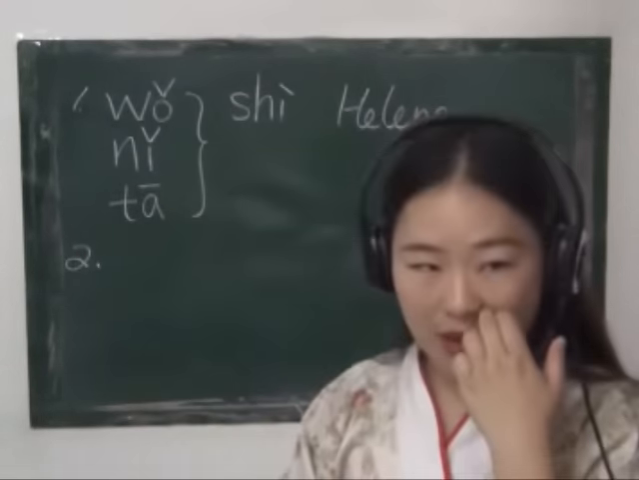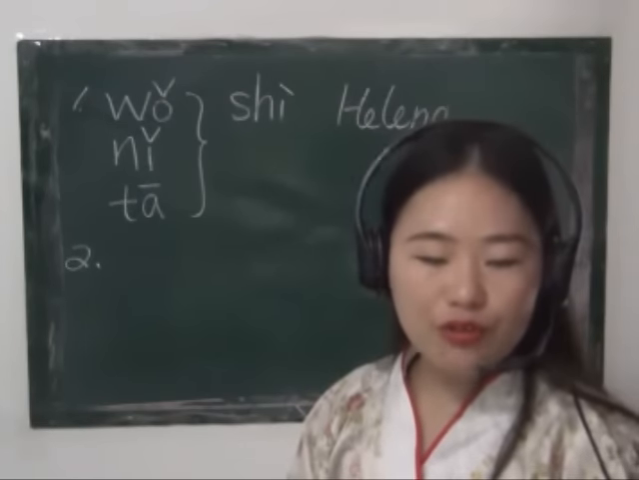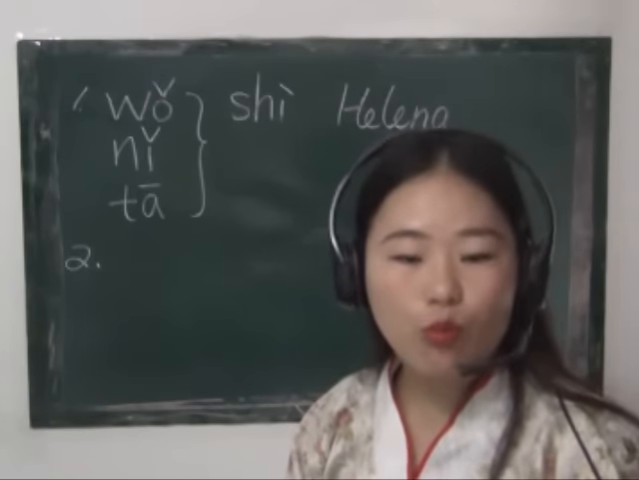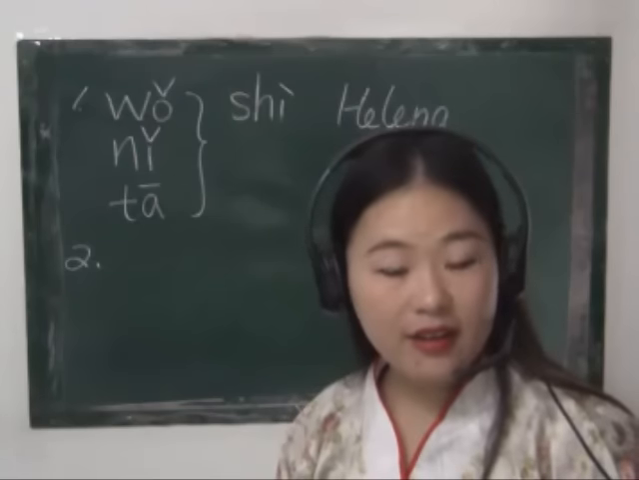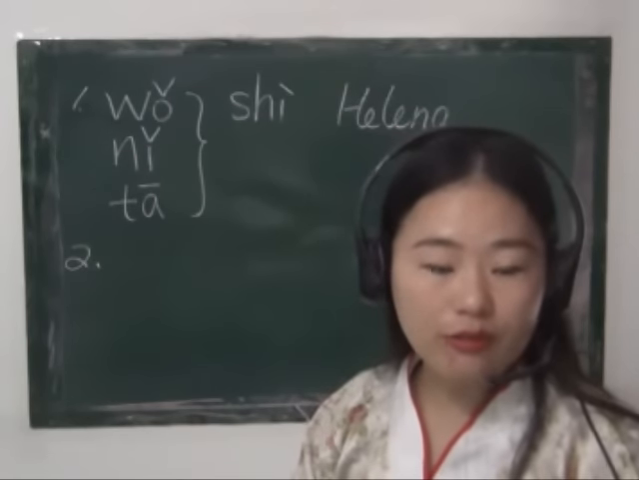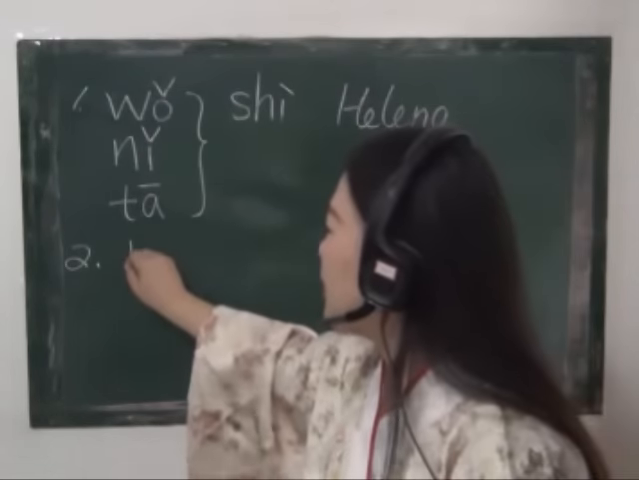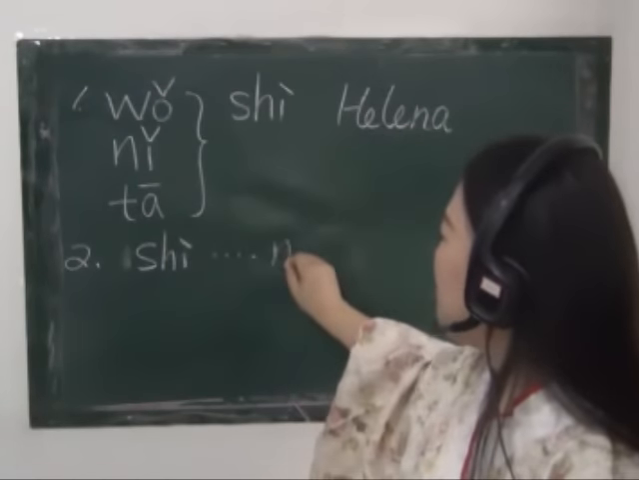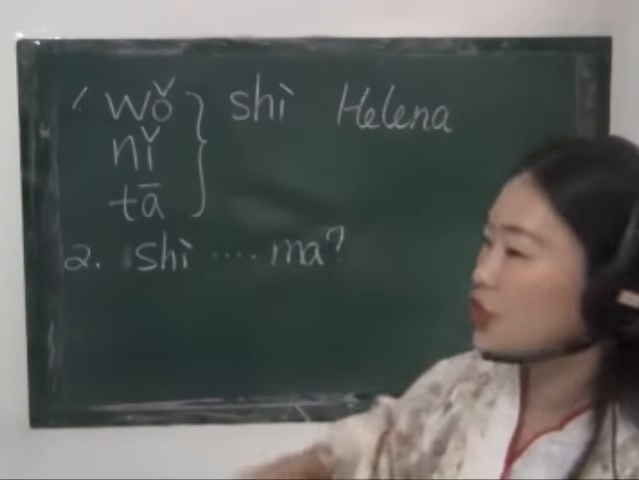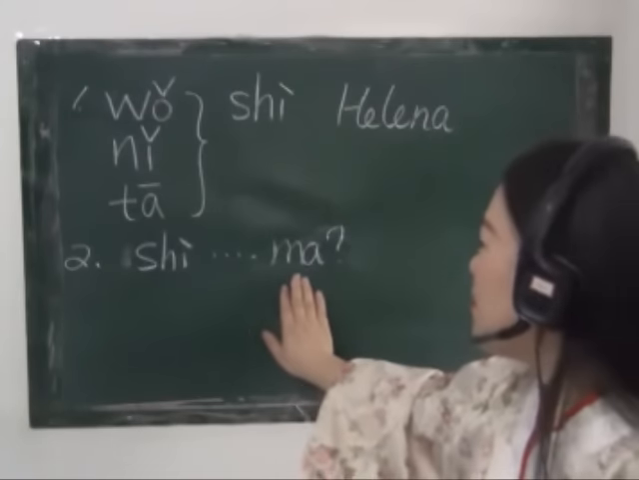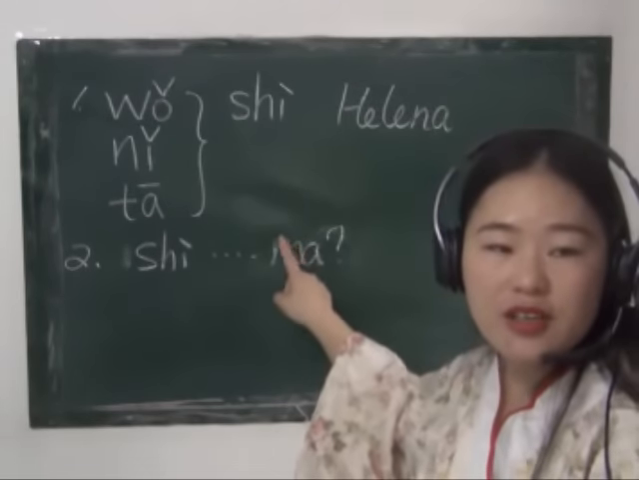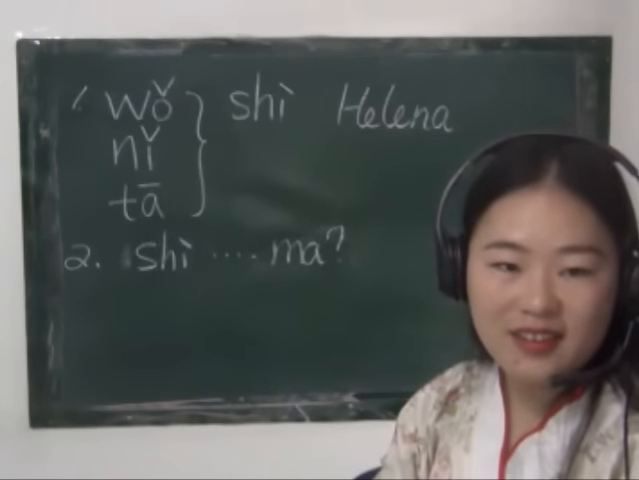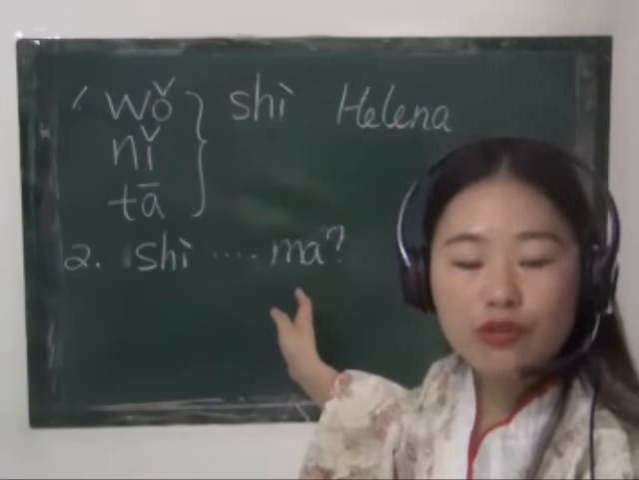But sometimes, I know you told me what's your name, but I just worried. Did I hear that right? So I want to make sure, we will use this sentence. Let me write here. This is 是 something 吗? Can you see that? 是 something 吗? Did you see that? Here is no tone mark. This is called neutral tone.